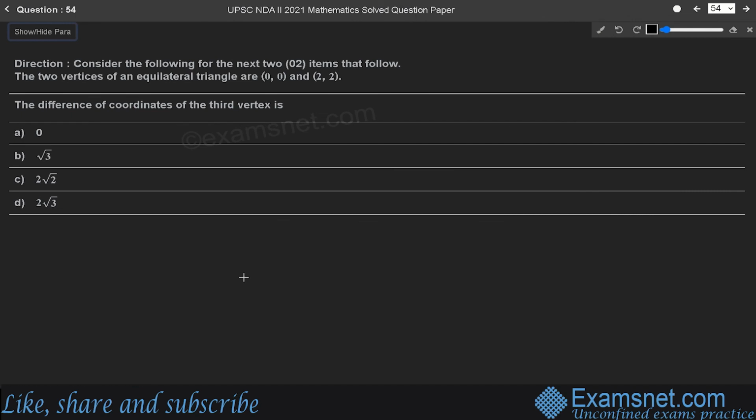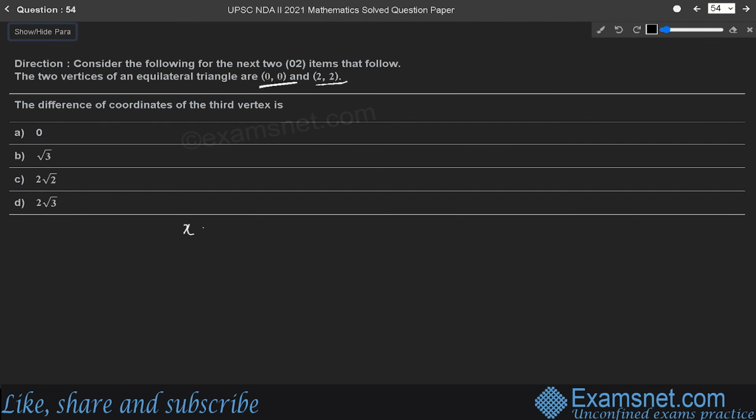Next question is: consider the following for the next two items that follow. Again, the directions will be the same for the coming two questions. The directions are: the two vertices of an equilateral triangle are (0, 0) and (2, 2). So the difference of coordinates of the third vertex will be... see, again the question is similar to the previous question. It is given that the vertices are (0, 0) and (2, 2).